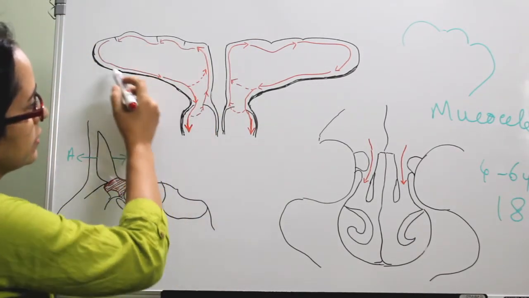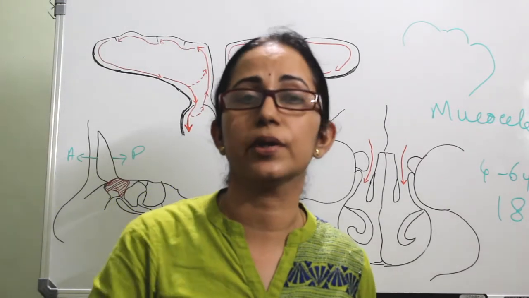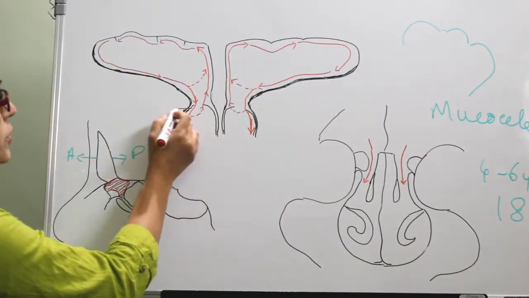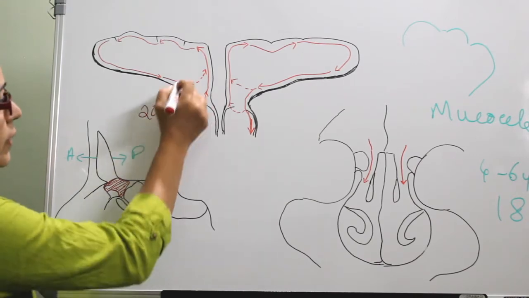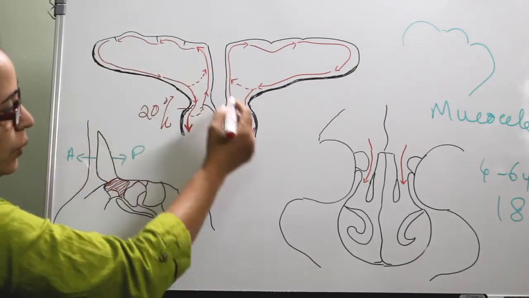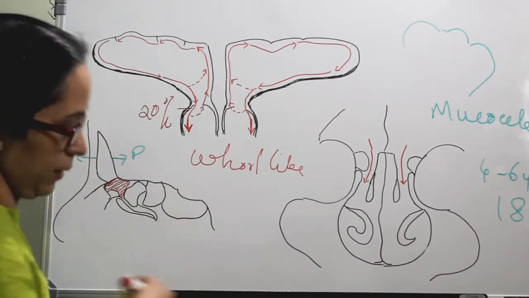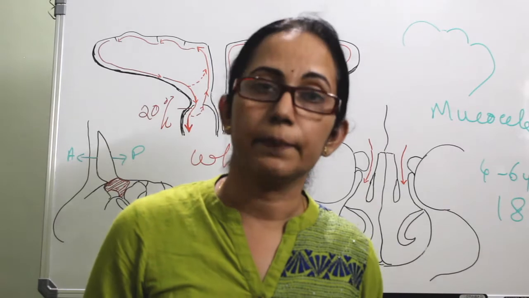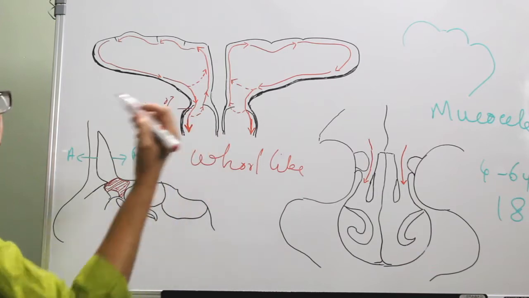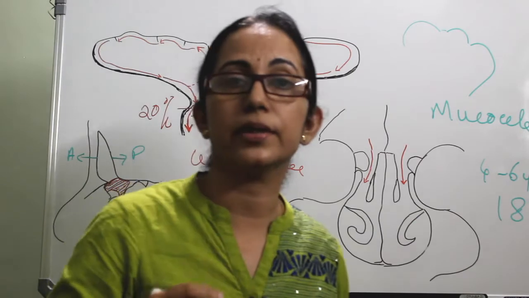Okay, and this is one round loop. But all the mucus will not complete by a round loop. Only 20% will come out through a single round loop, and the other part will go again and form a whorl-like pattern. It will form a whorl-like pattern and recirculate, and then it will come out. Okay, each time some will come out. So that is how it works.